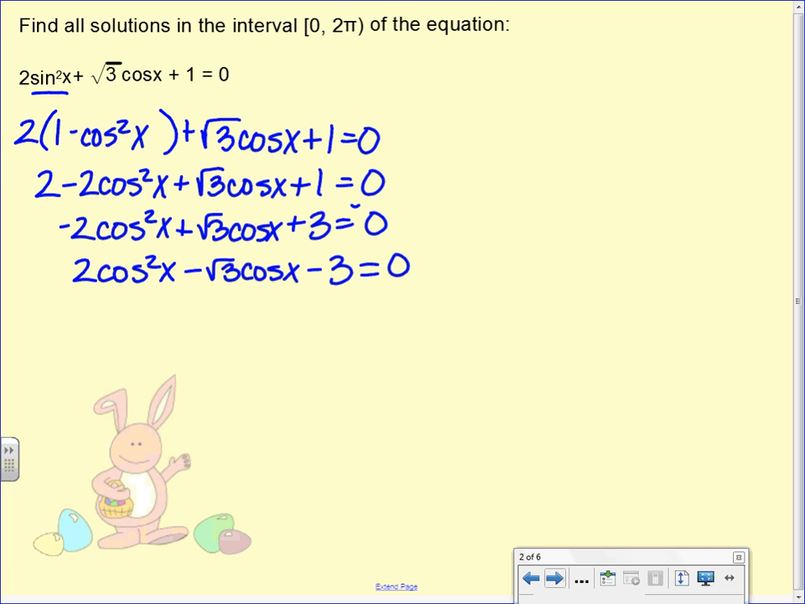Okay, so now we're in a place where we can factor it. I'm going to try to do it without the y's. What can you multiply together to get a 2 cosine squared? 2 and 1, and what is attached to those? Cosine. So again, not a whole lot of options here. Okay, what can I multiply together to get a negative 3?